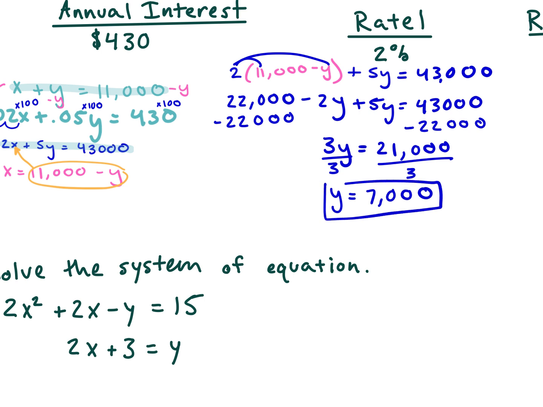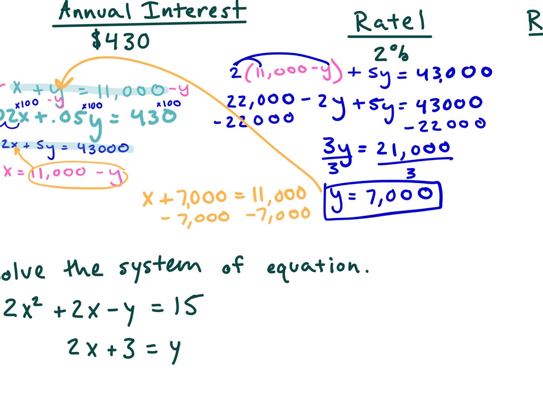No calculator. What would we do to find x from here? Plug it in. Let's take y and plug it in. I think the first equation's a little bit easier to work with because it's just x plus y equals 11,000. So we'll take our y. We're going to plug it into y because that's what y equals. So we have x plus 7,000 equals 11,000. So we're going to subtract 7,000 on both sides. So x equals what? 4,000.